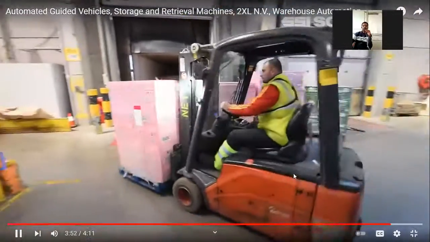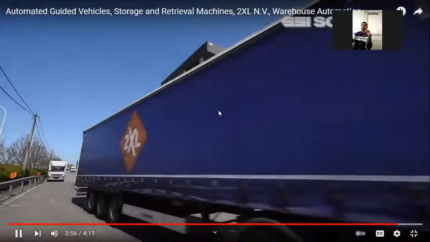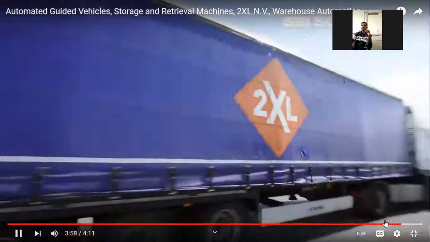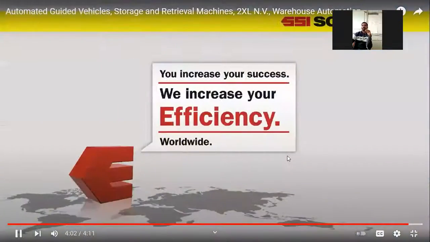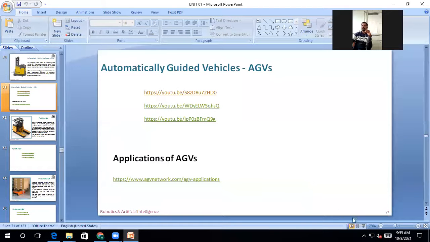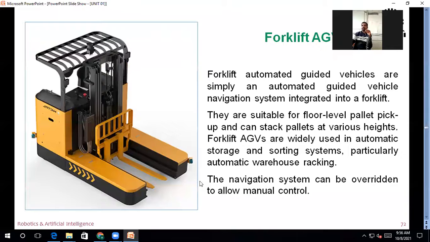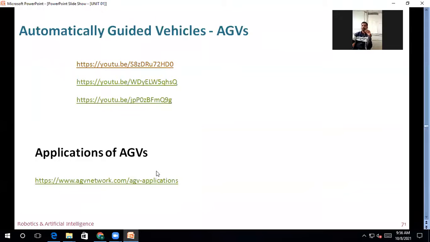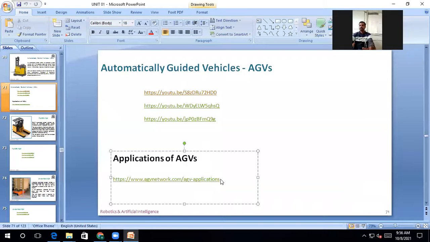Okay, these are the human. These are the not AGVs. The drivers are provided to that forklift. Okay, we'll move to the next one. Next one is the forklift AGVs. There are different types of application. We will see this application also. AGV application.